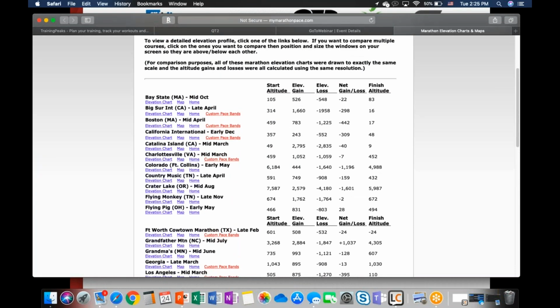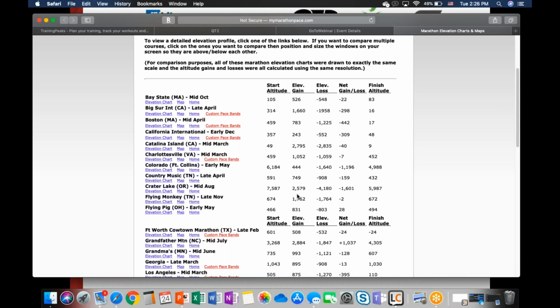If it's a race that people have done before, obviously, you'll be able to see courses and how much elevation gain. A lot of times on the website for the race itself, the course might tell you total elevation gain. So this is basically the number you're looking for here. So the Bay State Marathon in Massachusetts here, it has 526 feet of total elevation gain. This is the number that you're looking for.